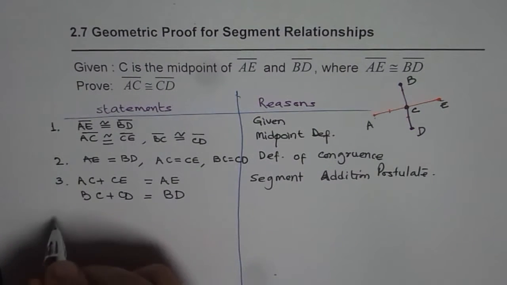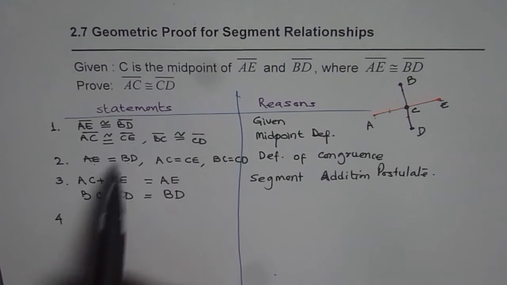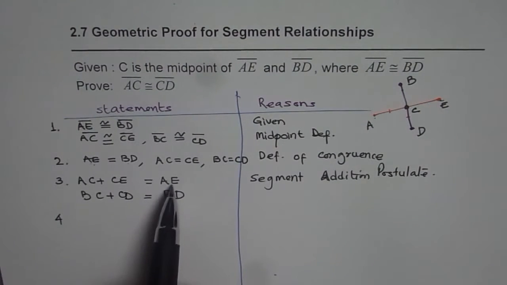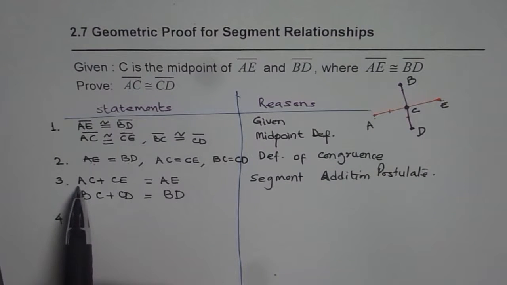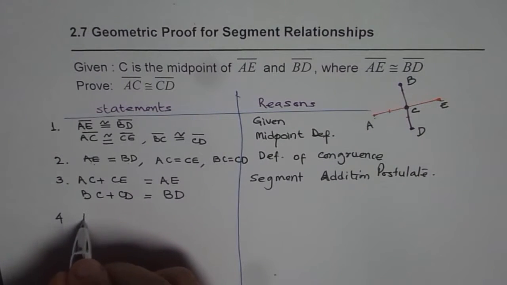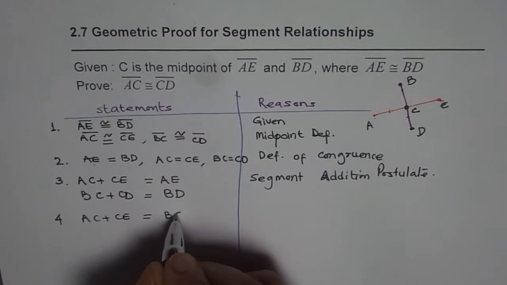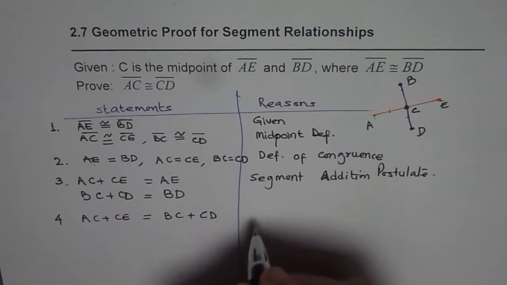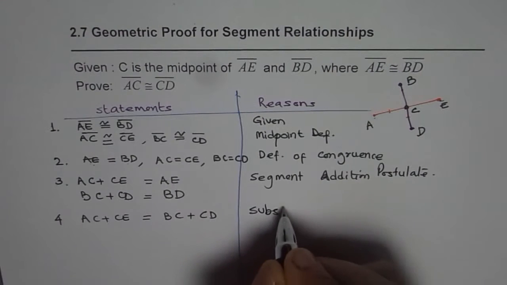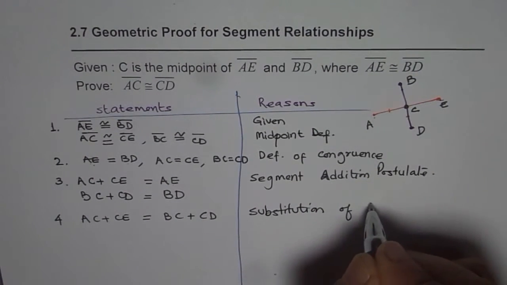Right? Now, from 2, we know AE equals BD. AE can be written as a combination of these two segments. BD can be written as a combination of the other two. So from 2 and 3, what can we write? AE equals BD, that means AC plus CE equals BC plus CD, right? So that is from substitution of 2 and 3.